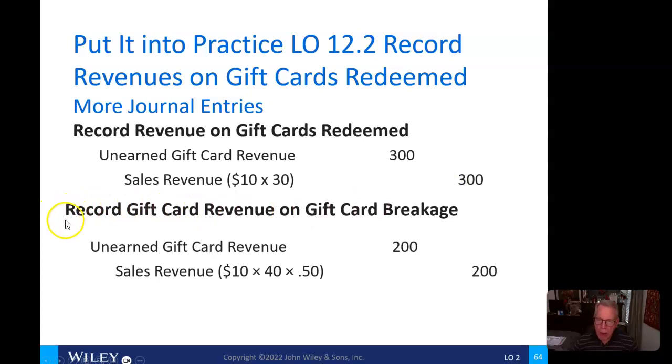Now, for the breakage, we will still reduce unearned gift card revenue with a debit of $200, but we'll recognize the sales revenue of $10 times 40 that we actually expect to be redeemed, times the 50% that are not going to be redeemed. So this reflects the $200 of gift card breakage.